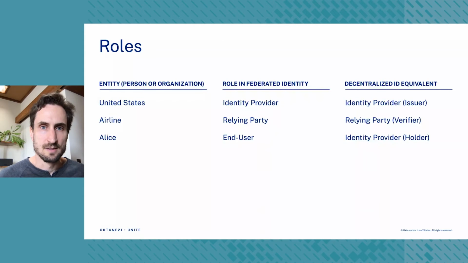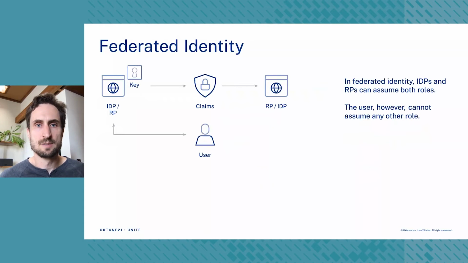The United States is an identity provider in both systems by virtue of being an issuer of credentials. The airline is a relying party in both systems by virtue of being a verifier of credentials. And Alice, who is just a relatively powerless end user in federated identity, now acts as an identity provider by virtue of being a holder and presenter of credentials. There is one more important aspect of identity systems, and that is which actors can assume which roles. In federated identity, IDPs and RPs can assume both roles.